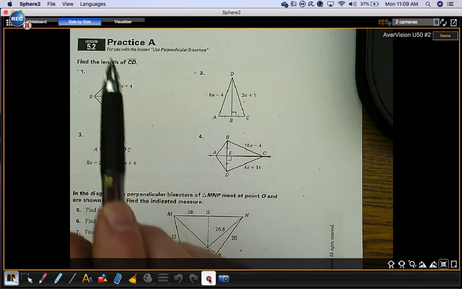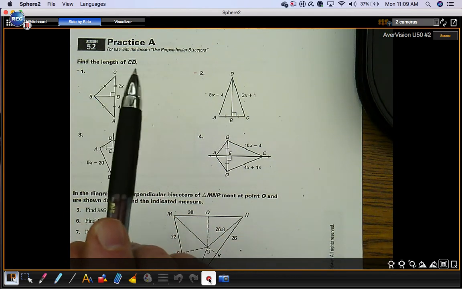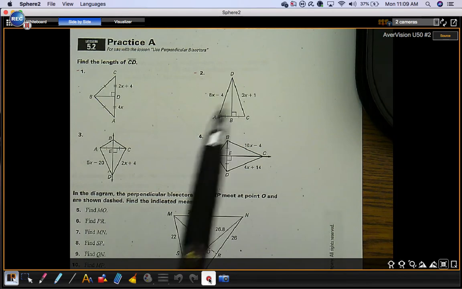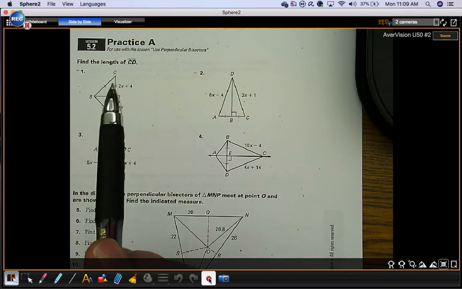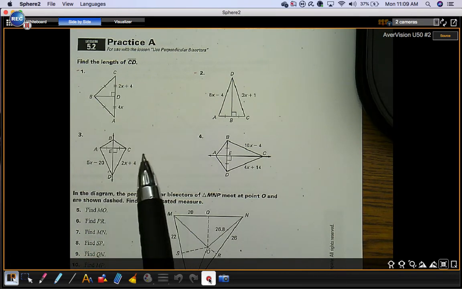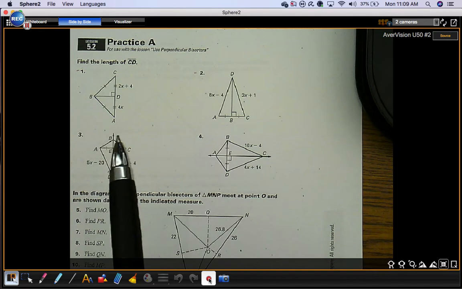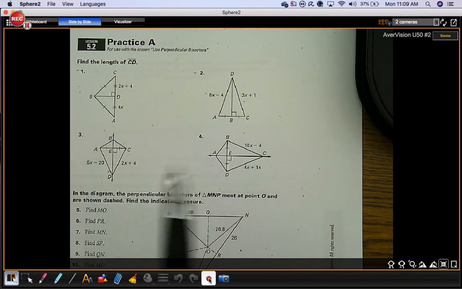Section 5.2, Practice A, we're going to find the length of segment CD. And segment CD is a different part of each of these diagrams. So in this diagram, they mark segment CD congruent to segment DA. So whatever segment CD is, you know it's got to be the same as segment DA.